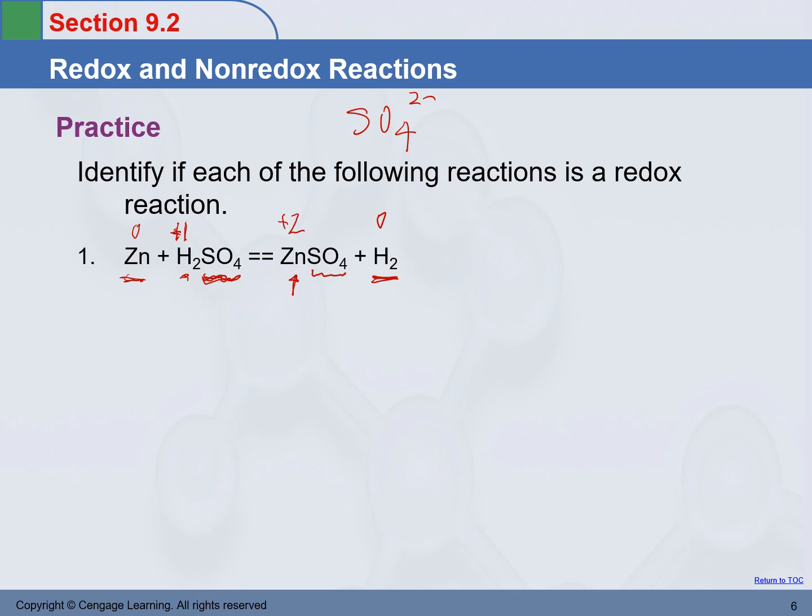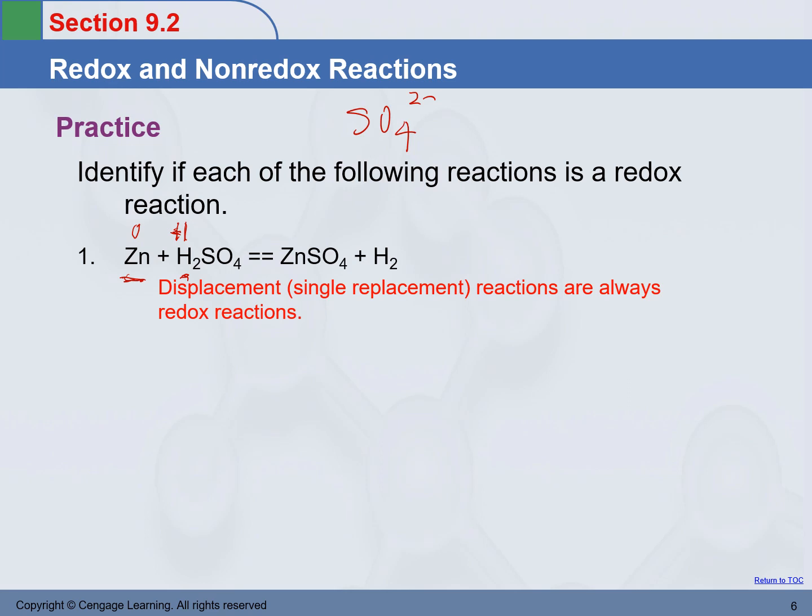Now you can see zinc's oxidation number changed before and after reaction. Hydrogen's oxidation number changed before and after reaction. So this is a redox reaction. As a matter of fact, displacement reactions or single replacement reactions are always redox reactions.